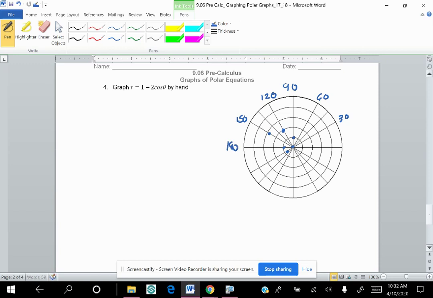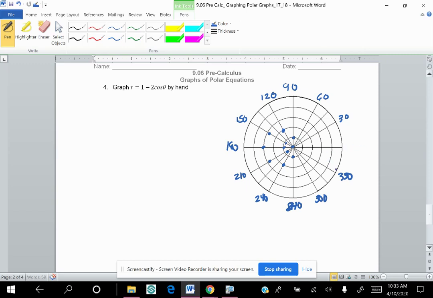At 180, we're at 1, 2, 3. At 210, we're at almost 3. 1, 2, 3, but a little bit less. At 240, we're at 2. At 270, we're at 1. And at 300, we're at 0. We already have a point there. At 330, we're at negative 0.7. So instead of going this way, we're going to go this way.